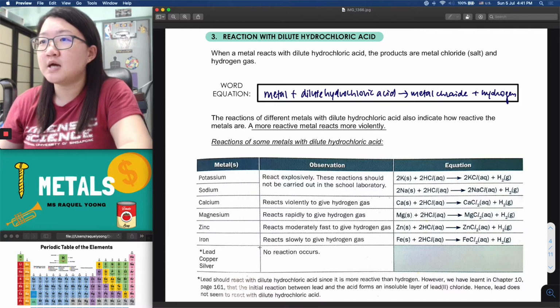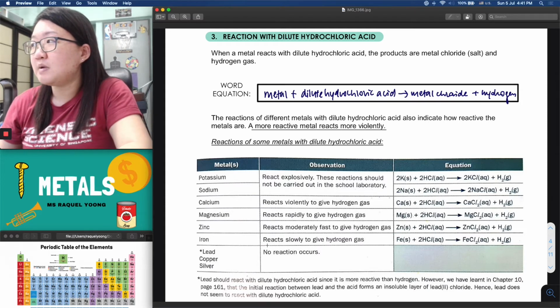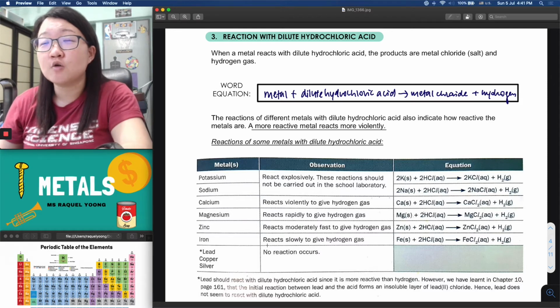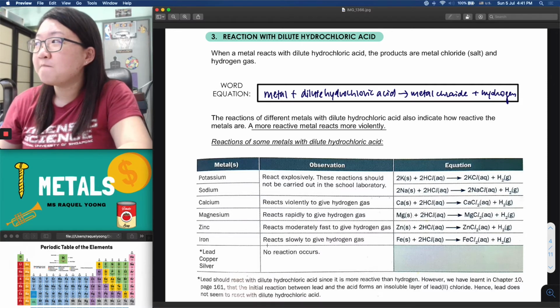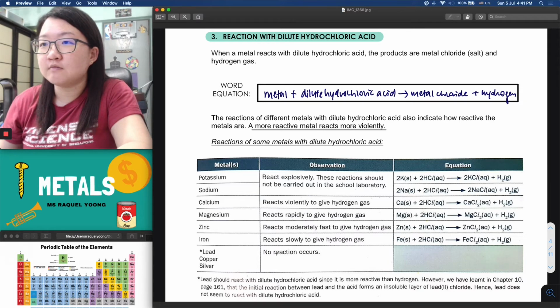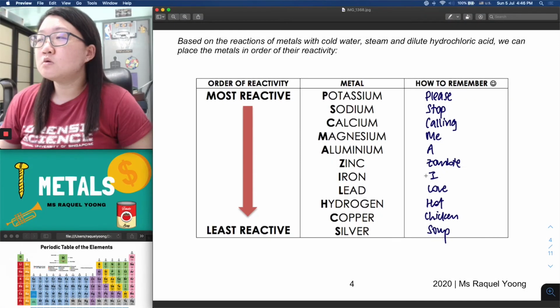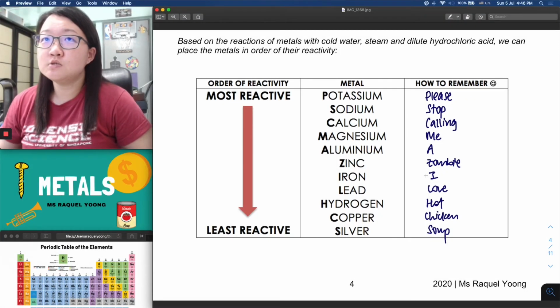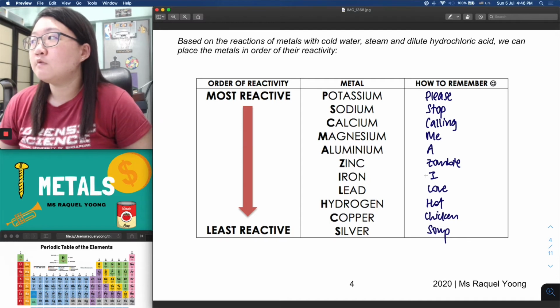Looking at our three metals right at the bottom, lead, copper as well as silver, you'll notice that even though we now change the reactant from water to steam and then finally now dilute hydrochloric acid, right? So acids are pretty strong. You notice that these metals don't even react with acid. So this gives you a very good indication that these metals are really not very reactive. They are unreactive.